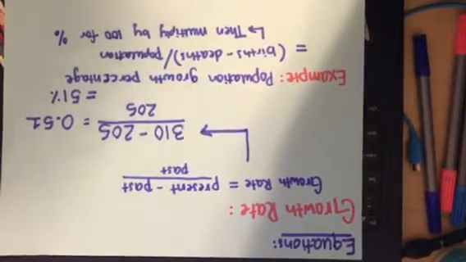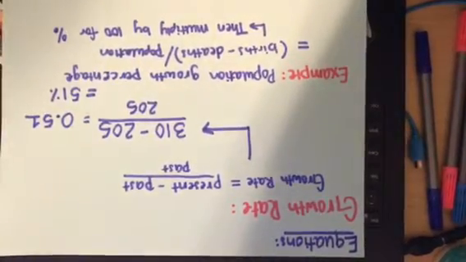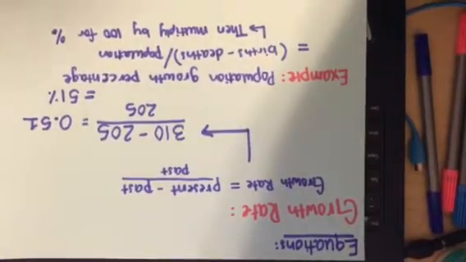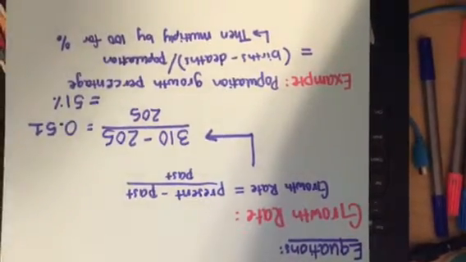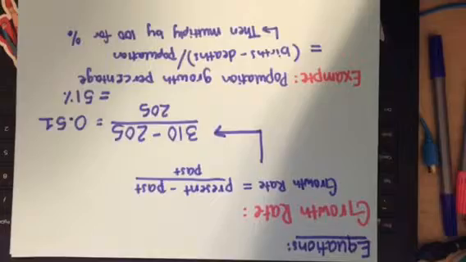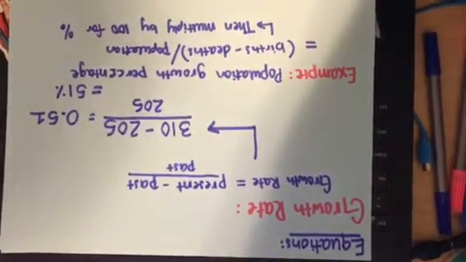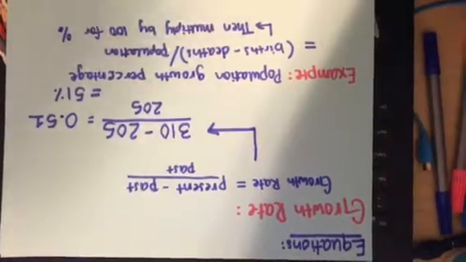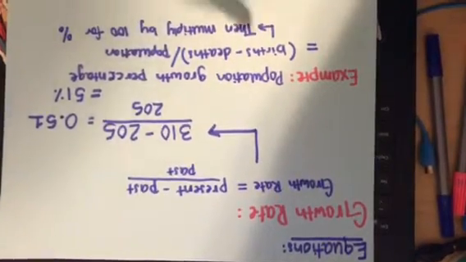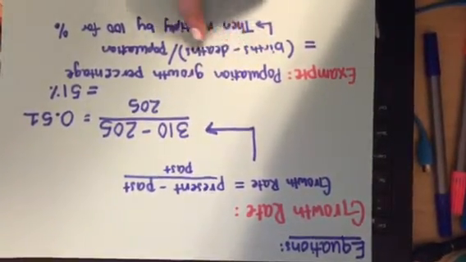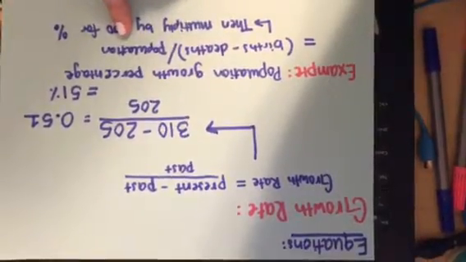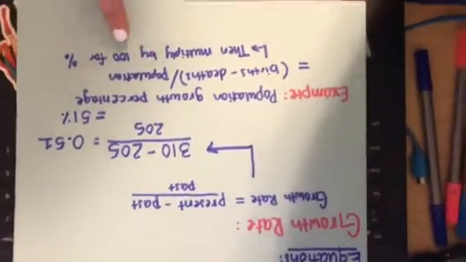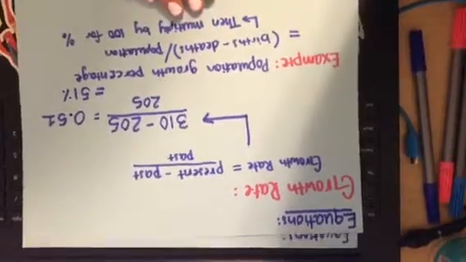For an example, we use population growth percentage because it is very commonly used. We use it to calculate the population growth. So as you can see down here, in order to calculate this real life example, you take the births and subtract the deaths and divide by population. Then you multiply it by 100 for your percentage.